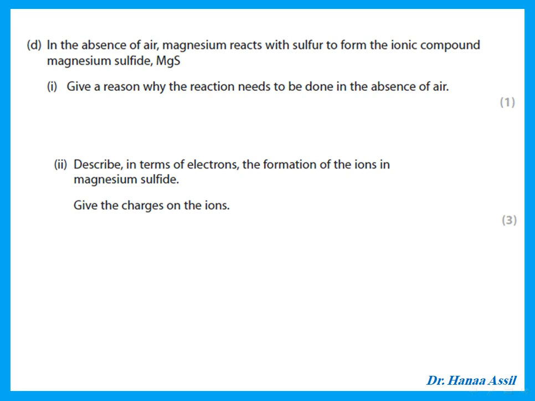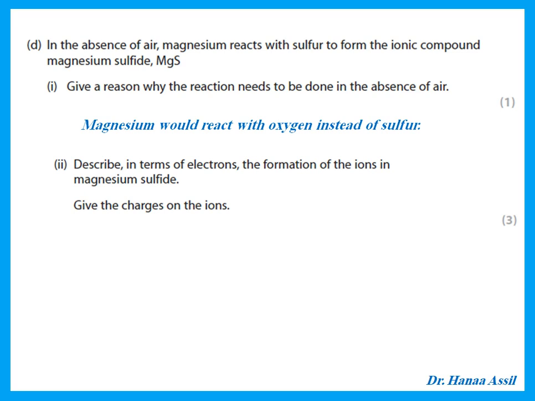In the absence of air, magnesium reacts with sulfur to form ionic compound magnesium sulfide. Give a reason why the reaction needs to be done in the absence of air. Of course, if I do a reaction in air, then the metal reacts with oxygen. So I want it to react with sulfur, not with oxygen. So I have to do it in absence of air, or magnesium would react with oxygen instead of sulfur.